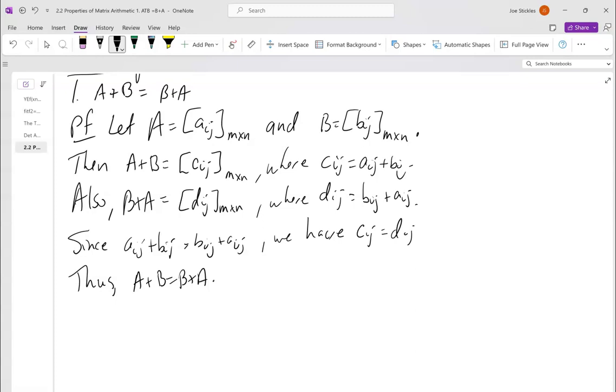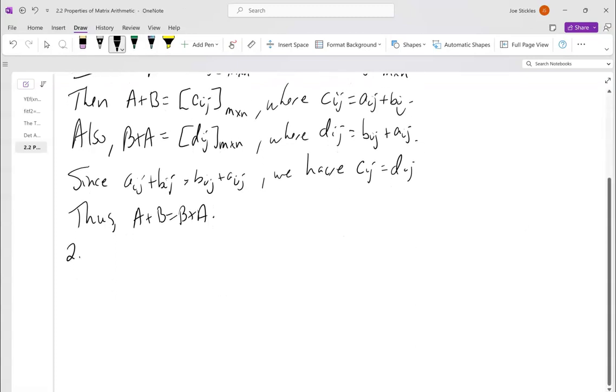All right, hopefully it was pretty obvious why they were true in general, but I wanted to go through this one in a little bit more detail because I wanted to show you the process that we're going to use in order to show the two things are equal. Questions on that one? So you would do the same plan of attack to do any of these matrix arithmetic proofs. So the second one says that matrix addition is associative.